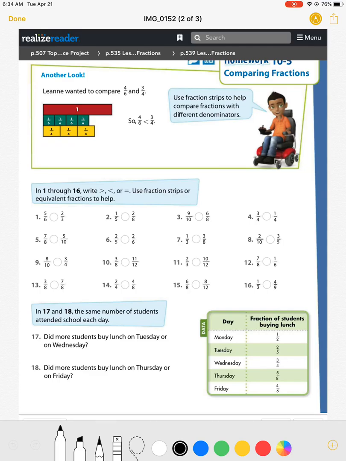So 5/6 and 2/3, number 1. So these are both almost 1 whole, or in another post on Google Classroom, you have your fraction strips that you could also use for this. I'm going to go ahead, let's see, since these are both super close to 1 whole, let's cross multiply to double check.